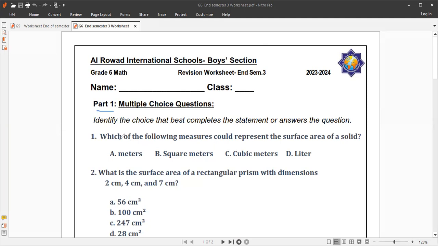Which of the following measures could represent the surface area? Focus with me here. We talk about area. Because we talk about area, we need square meters. Because for area we use squares and for volume we use cubic meters or cubic units. So because we are talking about surface area, we use square meters. If the question is about volume, we will use cubic units. This is for the area.